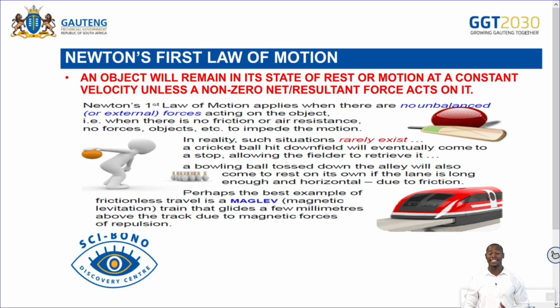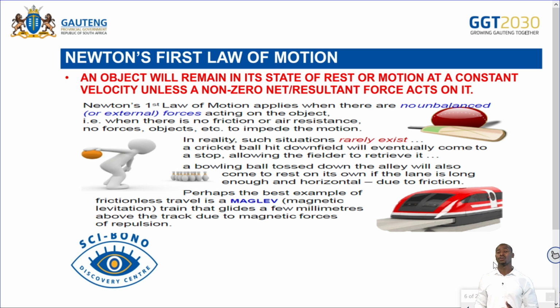If an object is moving at a constant, we call it constant when it comes to physics. We don't say it's unchanging, but it's constant. So if an object is moving at a constant velocity, that is a velocity that is not changing, that object will continue moving at that constant velocity. So that is your Newton's first law. If an object is at rest, it will remain at rest. It's like a book on a table. If it's placed there, it will remain on the table. If an object is moving at a constant velocity, it will continue moving at a constant velocity.